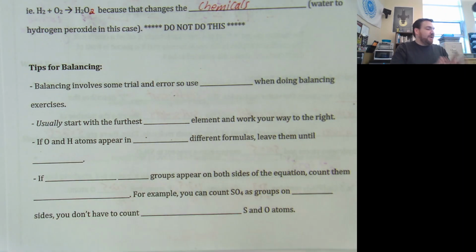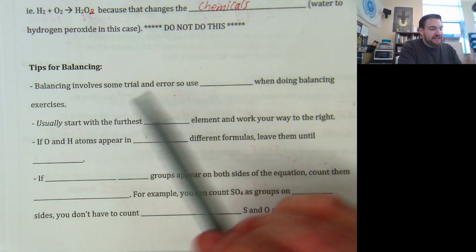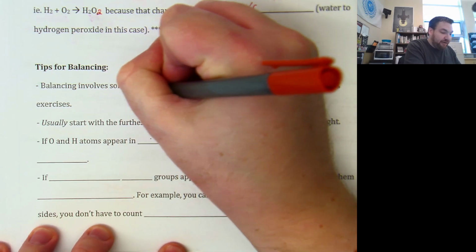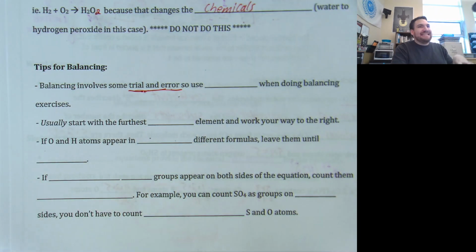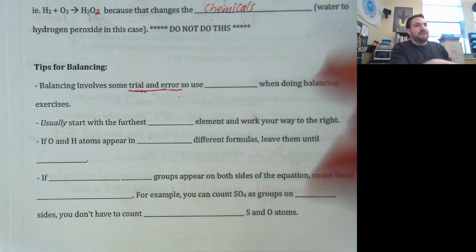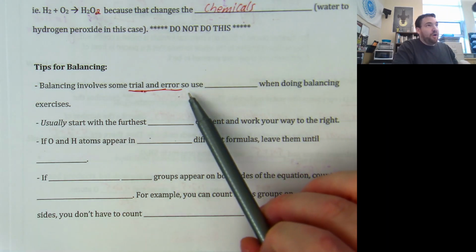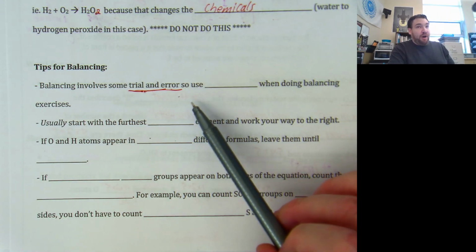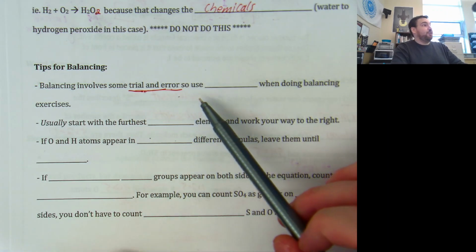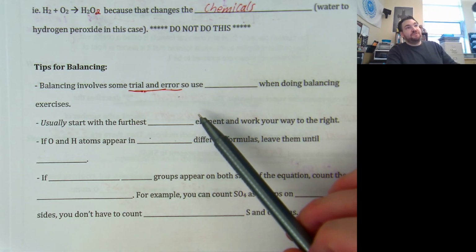When you guys go and balance stuff, my first tip is this. Balancing involves trial and error. As a math teacher, I hate guess and check, but that's what you're going to be doing a lot of in this. Balancing in chemistry is going to involve a bunch of guess and check, and that's fine. Guessing and checking means you're probably going to get things wrong, means you're probably going to have to erase stuff, means you're going to have to start over.